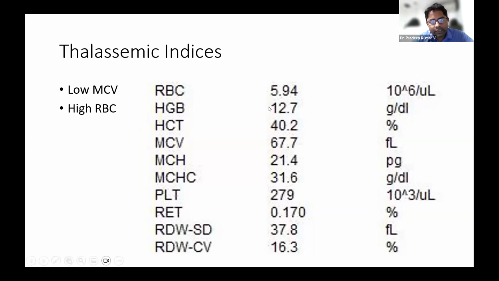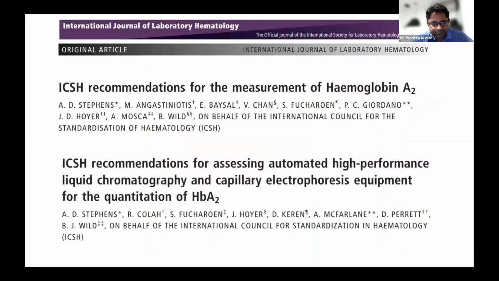Those which are mild anemias, but you have RBC count being normal or higher, this is what we call thalassemic indices. So whenever there is a report like this, or a CBC data which has come up like this, where you have MCV low, MCH low, RBC high, that's when we have to suspect that this is a case of a thalassemia minor or thalassemic carrier state.